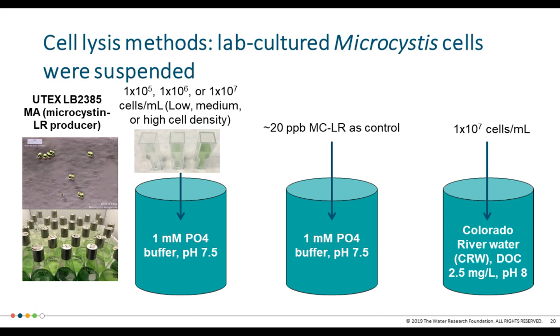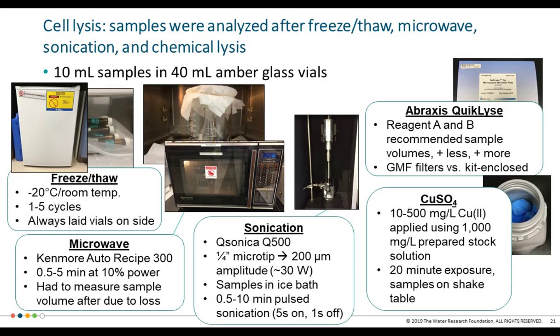We also looked at 20 parts per billion microcystin-LR as a control, so we wanted to make sure the processes we were looking at did not degrade microcystin. And we also spiked the highest cell density into Colorado River water, so it had some background VOC and turbidity, and wanted to make sure that our cell lysis methods still worked properly.